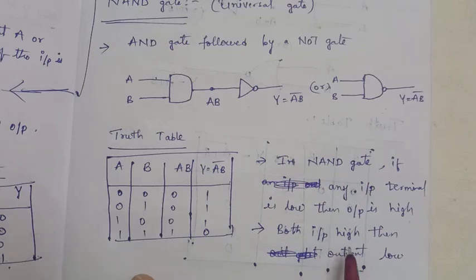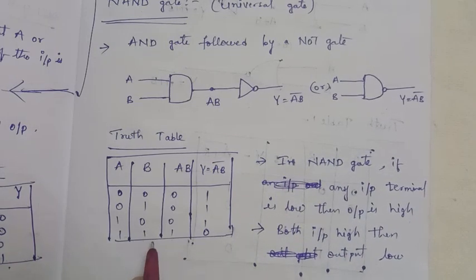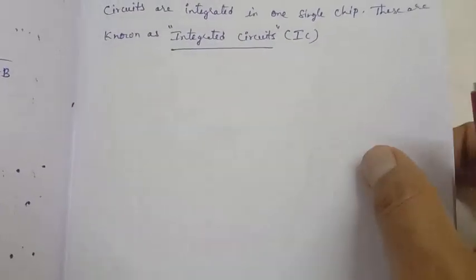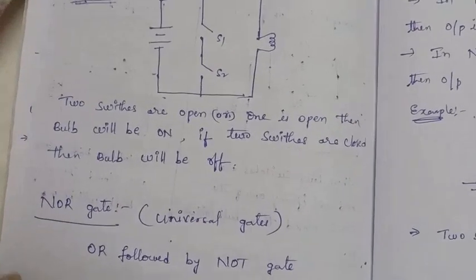If both inputs are high, then output is low. Otherwise, if any one of the inputs is low, then output is high. For this, the equivalent switching circuit, all of you observe this switching circuit.